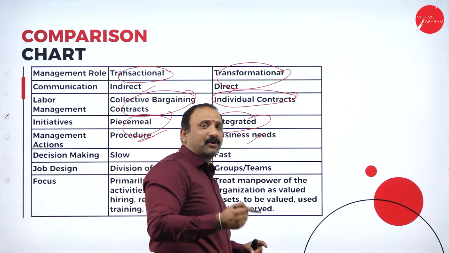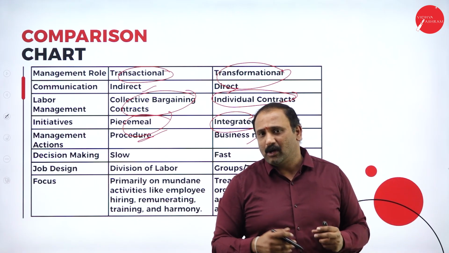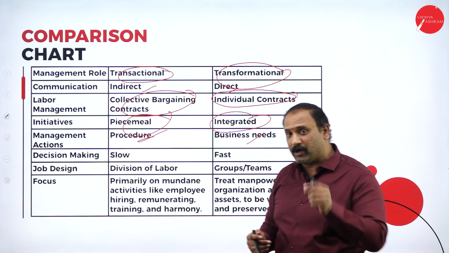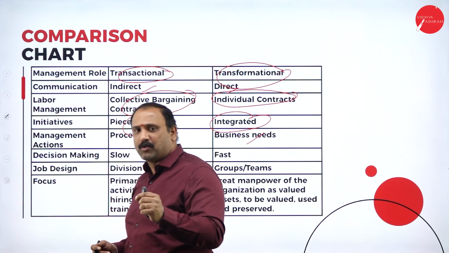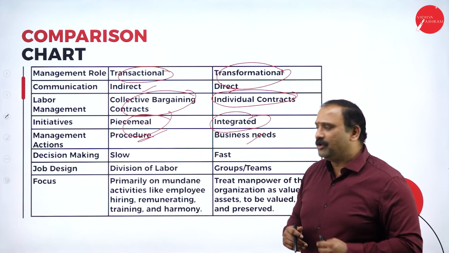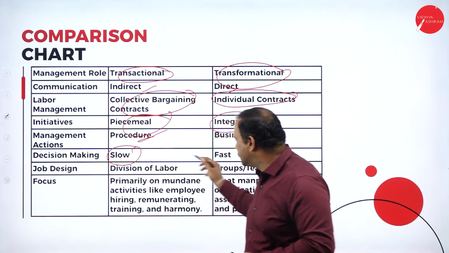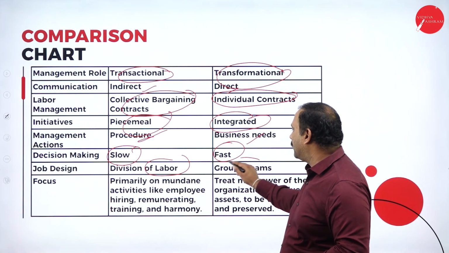We are not just talking about working in an organization or in a company from 9 to 5, clocking 8 hours or 9 hours every day. But what I'm worried about is, what does the business need? What do you need to transform yourself to deliver the best? So that's what is the business need of the organization. Quite a slow process, quite a fast process. Division of labor, and this is about groups and teams.